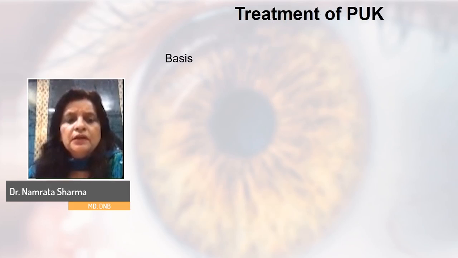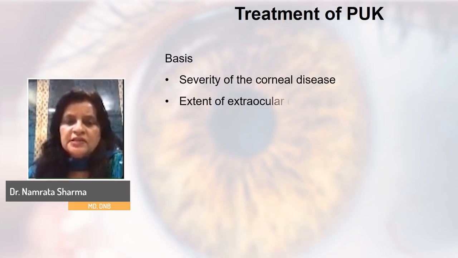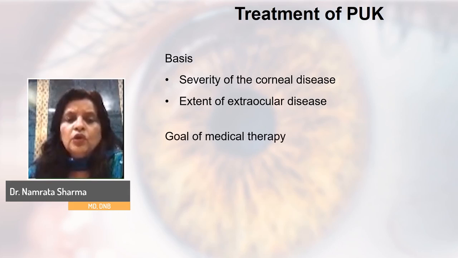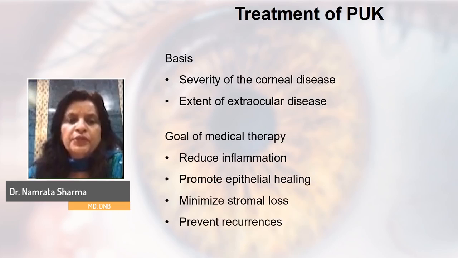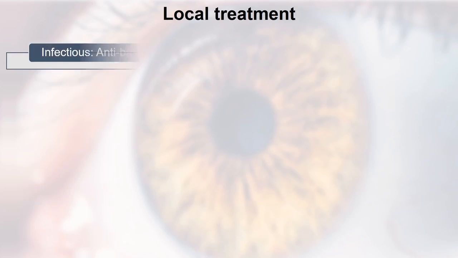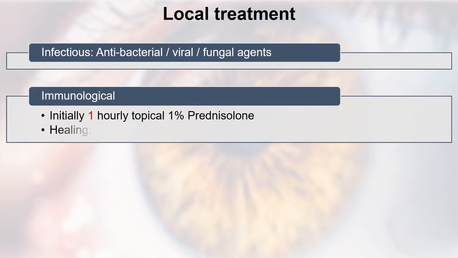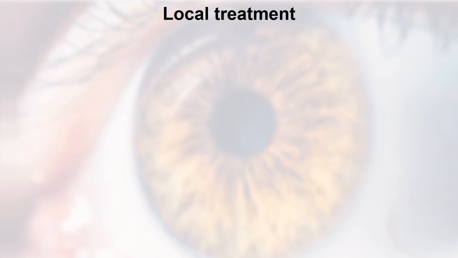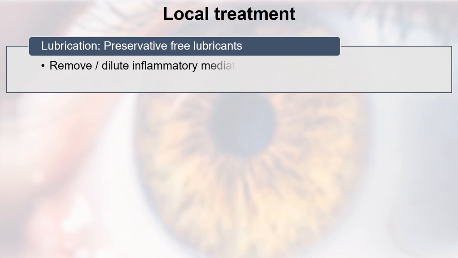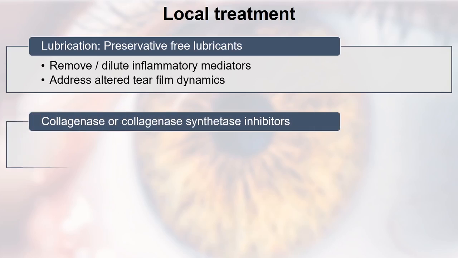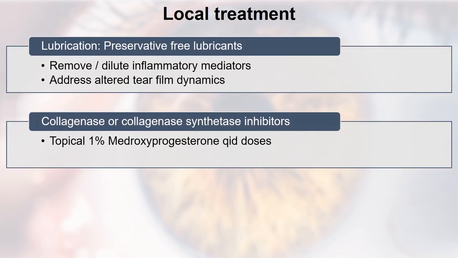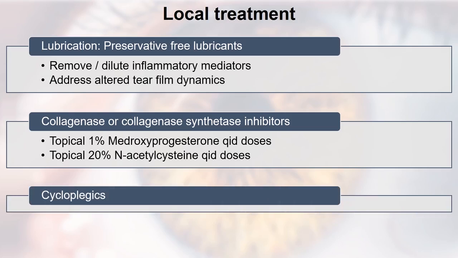And the treatment would depend upon the severity of the corneal disease and extent of extraocular disease. An important goal of medical therapy is to reduce inflammation. So if it is an infectious etiology, one has to give antibacterial, antiviral, and antifungal agents. If it is immunological, then you start with topical steroids, taper it, and you can even stop it after using over months. Lubricants have to be given wherever there are altered tear film dynamics. Collagenase inhibitors can be given, such as topical 1% medroxyprogesterone in QID doses, topical 20% N-acetylcysteine again in QID doses, and cycloplegics, of course, may be given.